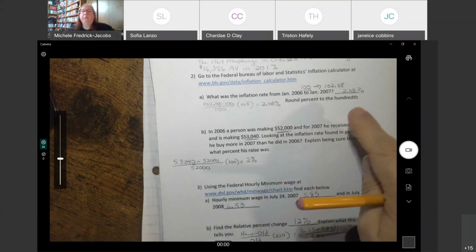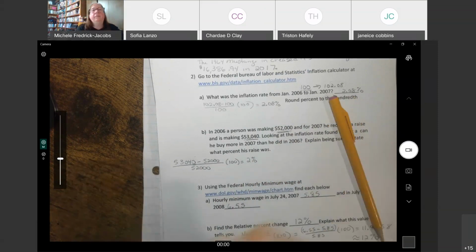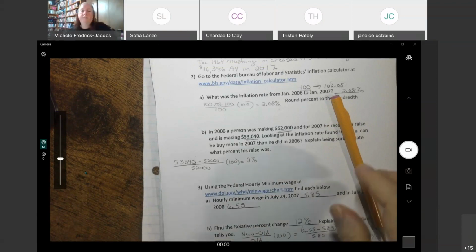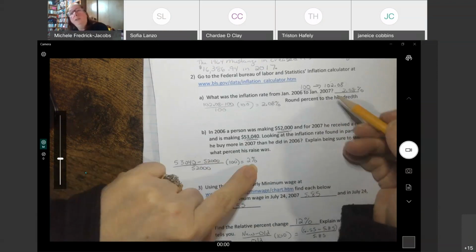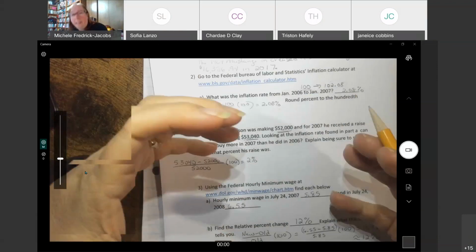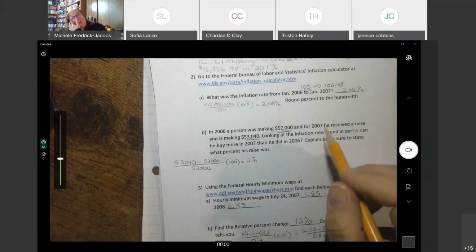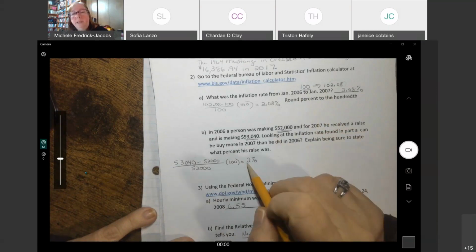Can he buy the same thing in 2007 that he bought in 2006? No. Because, I mean, it's close. This is 2% and this is 2.08. Money is going to be tight, but it's close. But technically, he cannot buy as much in 2007 as he bought in 2006 because this percent is smaller than this one.